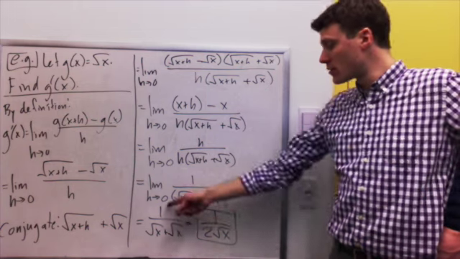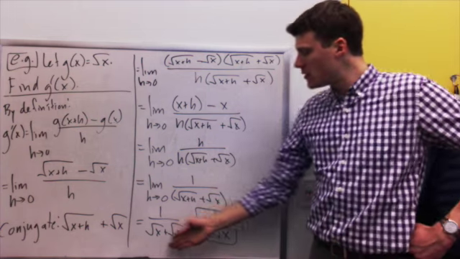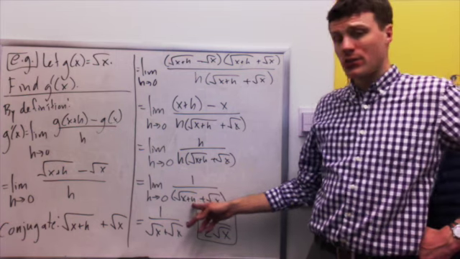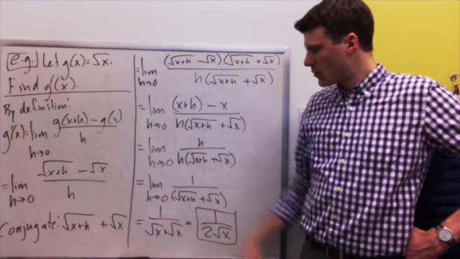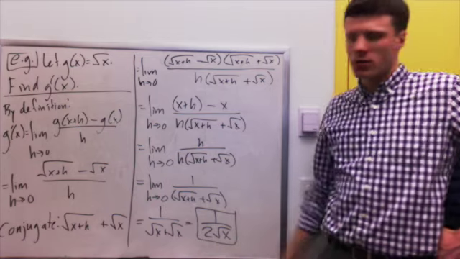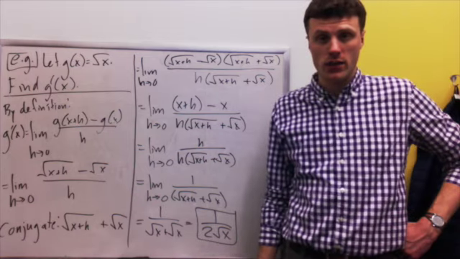Now I can plug in 0. Why? Because this is defined so long as x is positive when I plug this in. So I get 1 over the square root of x plus the square root of x, which is 1 over 2 times the square root of x.